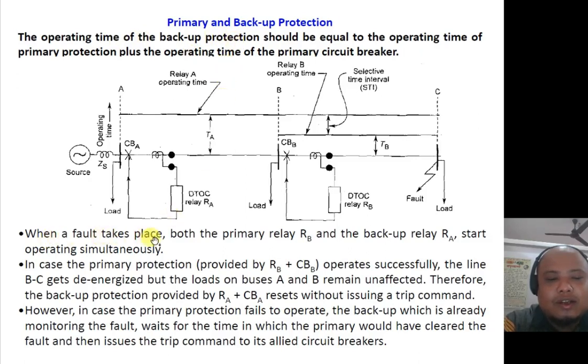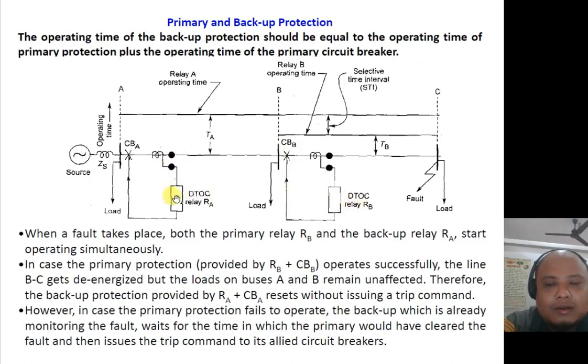As soon as a fault takes place at this location, because current is flowing in the line, both these two relays will be able to detect the fault because current will rise in this line. So both will come to know that there is a fault, and the operation of these two relays will start immediately at the same time.